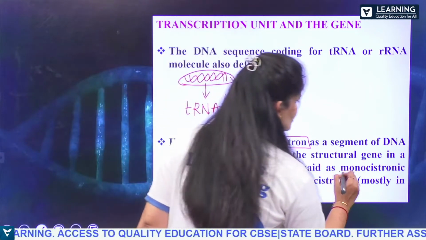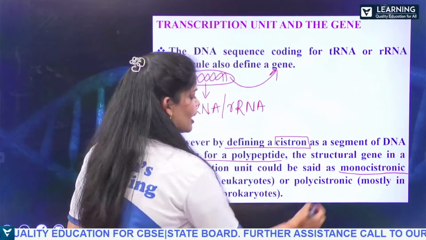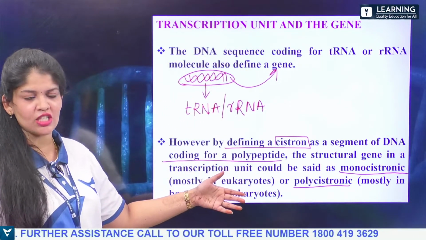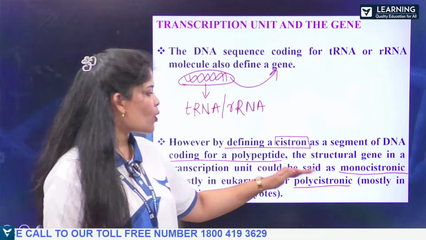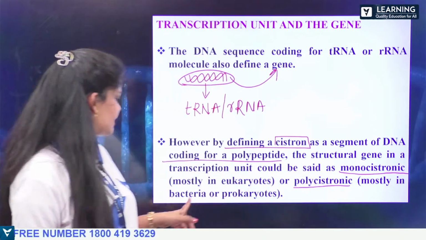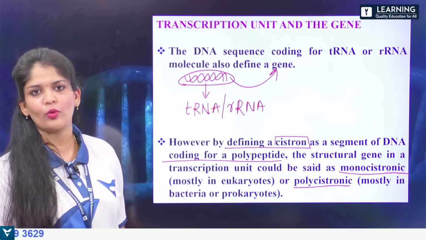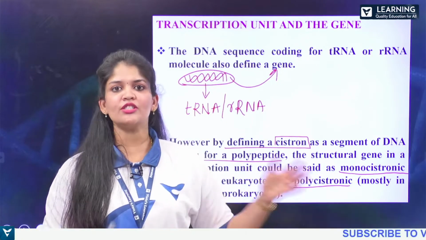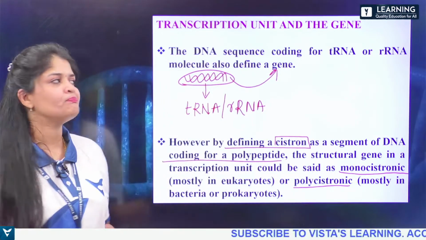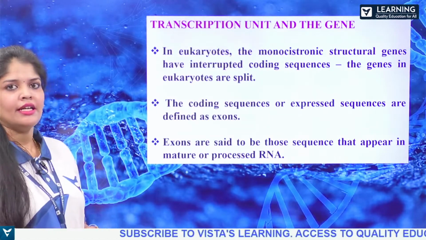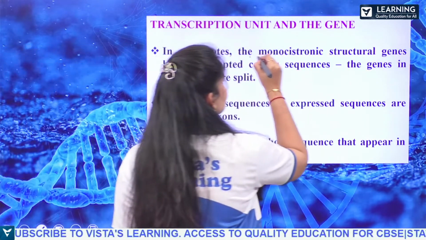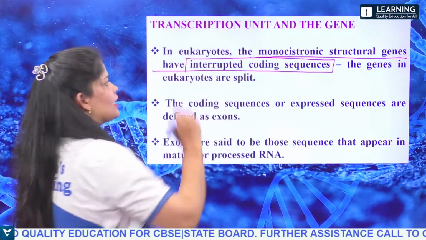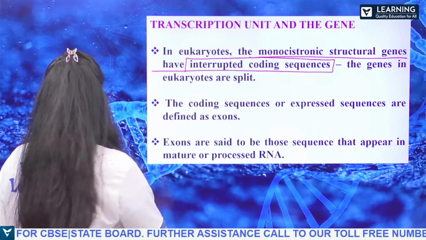monocistronic or polycistronic. And we know that monocistronic will be mostly present in eukaryotic organisms, the most advanced organization, whereas the polycistronic will be present mostly in bacteria, the lower organization, prokaryotes. So polycistronic is seen in the case of prokaryotes, whereas the monocistronic will be present in the eukaryotes. So here in eukaryotes, the monocistronic structural genes have interrupted coding sequence.